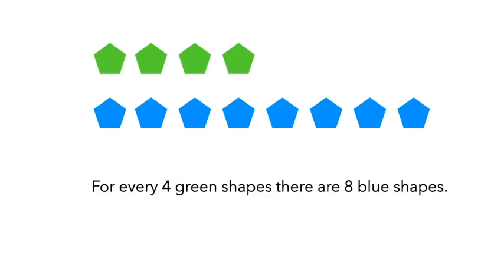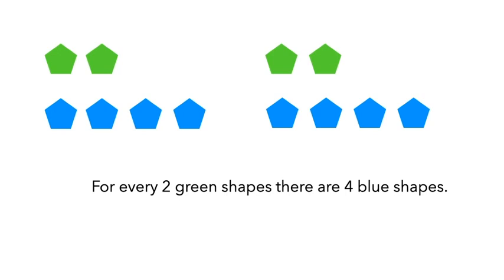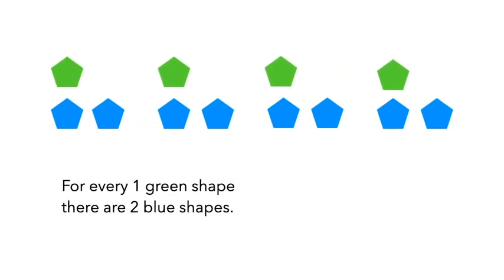So if we organize these, we can see that for every 4 green shapes, we actually have 8 blue shapes. But we can simplify this a little bit. We could write it as 4 to 8, and that would be an okay way to express this ratio. But we could simplify this by thinking about it for every 2 green shapes, there's 4 blue shapes. And we just have 2 lots of that. And that gives us our 4 and 8 that we started with. But we can actually simplify another time. We could think about it as for every 1 green shape, there's 2 blue shapes. And we just have that relationship duplicated 4 times to give us our 4 and 8.